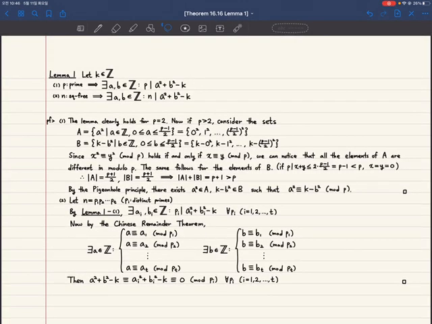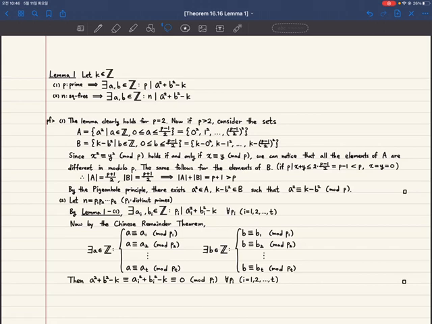Today I'm going to be talking about Lemma 1 of Theorem 16.16. Theorem 16.16 is just Lagrange's four-square theorem, which states that all natural numbers can be expressed as a sum of four squares. Okay, so let's move on to Lemma 1.